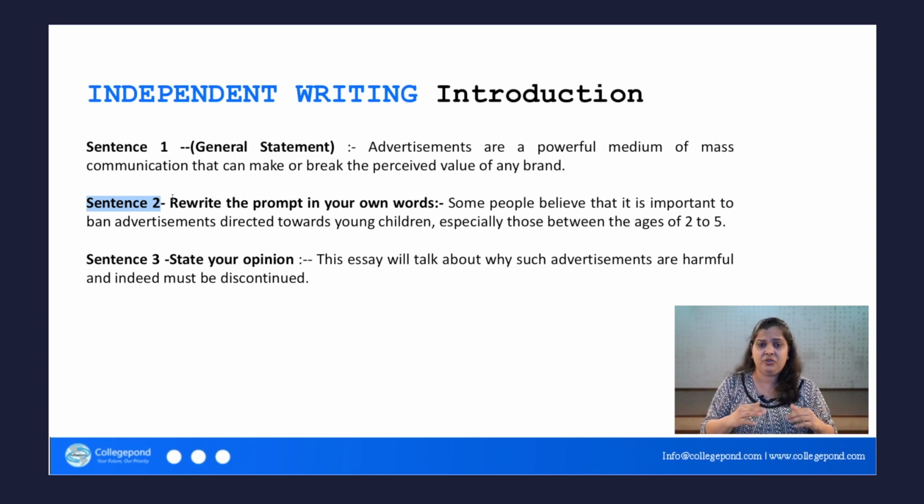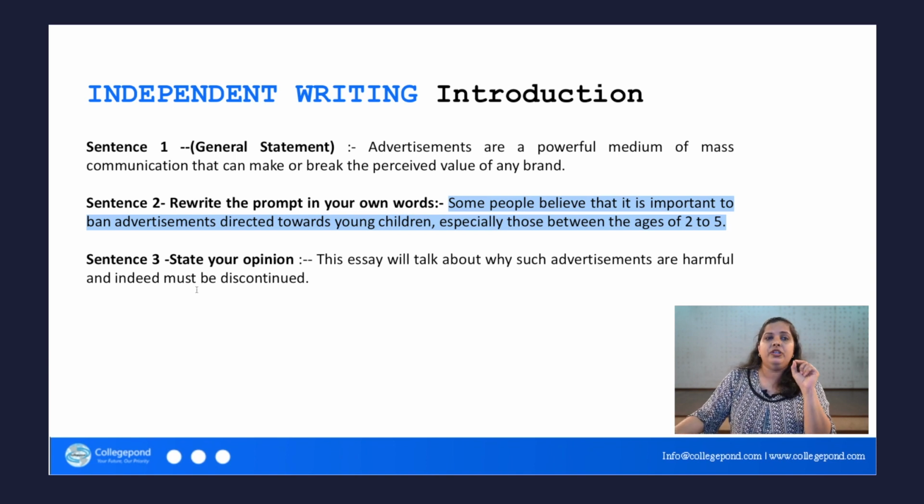So the question prompt was, should advertisements be shown to very young children, or should they not be shown to young children? Do you agree or do you disagree? That was the prompt. So you could rewrite it kind of in this way. Some people believe that it is important to ban advertisements directed towards young children, especially those between the ages of 2 to 5. Right? So this is kind of paraphrasing the topic. We have just introduced an element of generality here when we say some people.